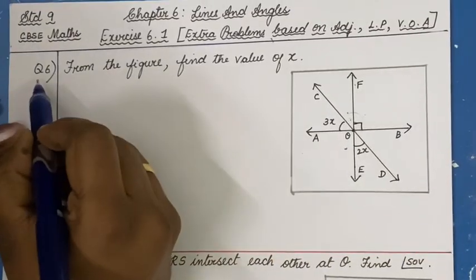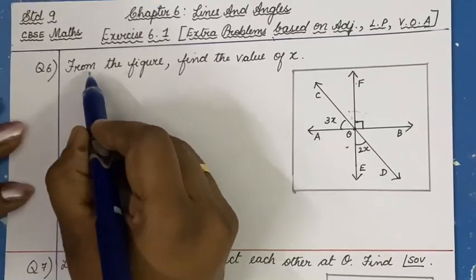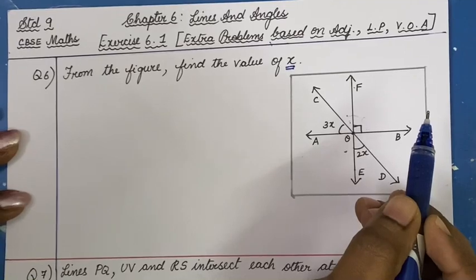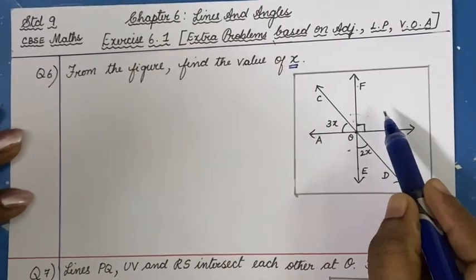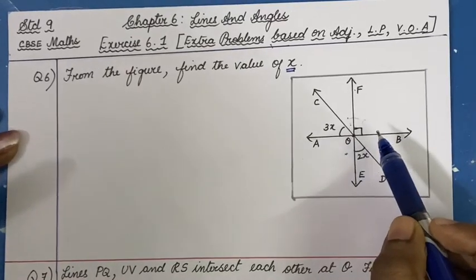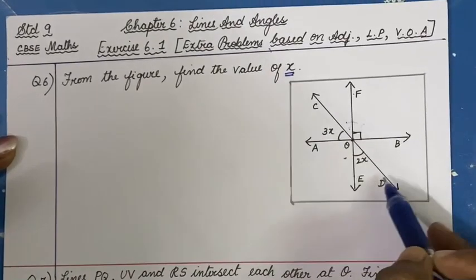Okay, now shall we move to the sixth question, children? From the figure, find the value of x. Here directly it is the value of x alone. But look at the figure. The figure now looks a little more complicated. But don't worry, it's going to be very, very simple. We'll just analyze the figure now.